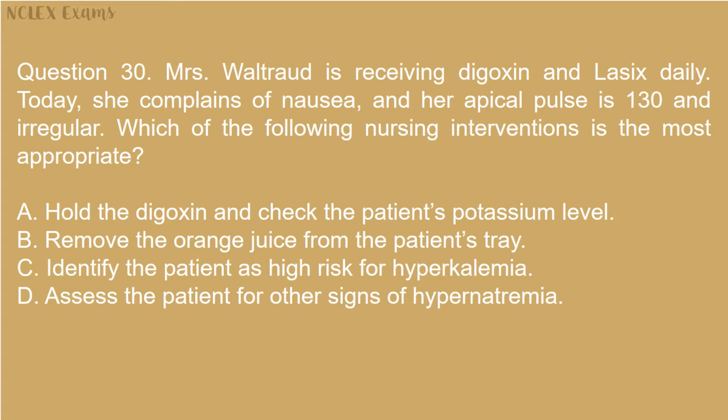Question 30. Mrs. Walter-Ord is receiving digoxin and Lasix daily. Today, she complains of nausea, and her apical pulse is 130 and irregular. Which of the following nursing interventions is the most appropriate? A. Hold the digoxin and check the patient's potassium level. B. Remove the orange juice from the patient's tray. C. Identify the patient as high risk for hypokalemia. D. Assess the patient for other signs of hyponatremia.